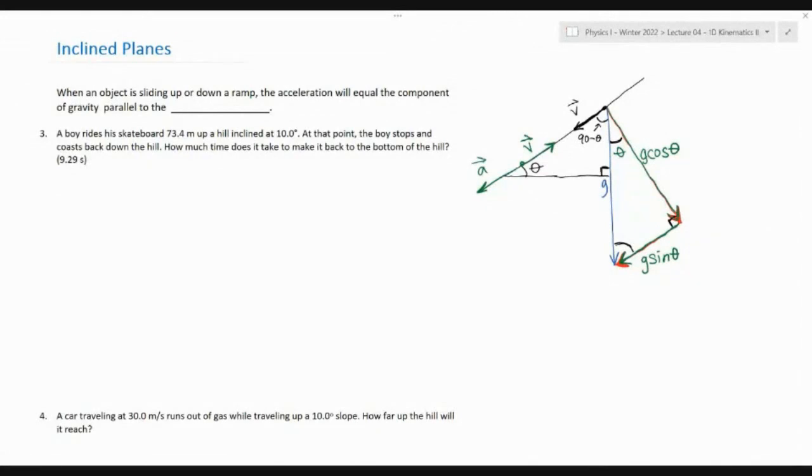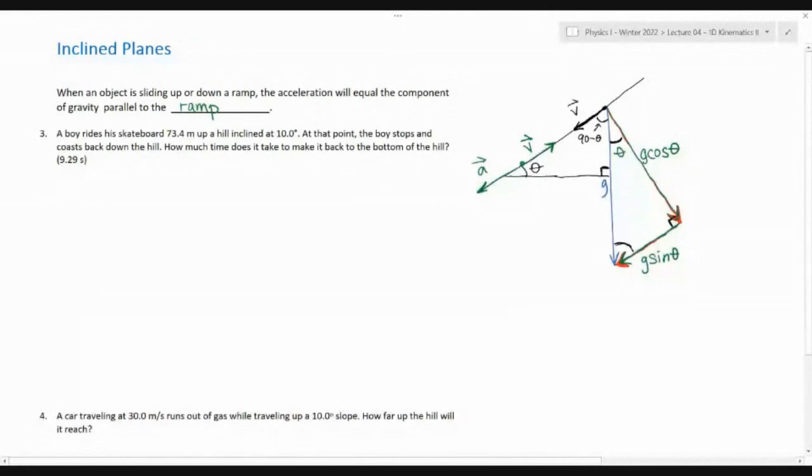Okay, so if the object is moving up the ramp, we could say up is positive, then the acceleration would be a negative value. And if the object is moving down the ramp, we could say that positive is the down direction, and then acceleration would be positive because it's going down the ramp. Okay, any questions about that? Because I know that's pretty confusing. So what would I put in this blank spot here? When an object is sliding up or down a ramp, the acceleration will equal the component of gravity parallel to the ramp or the plane.